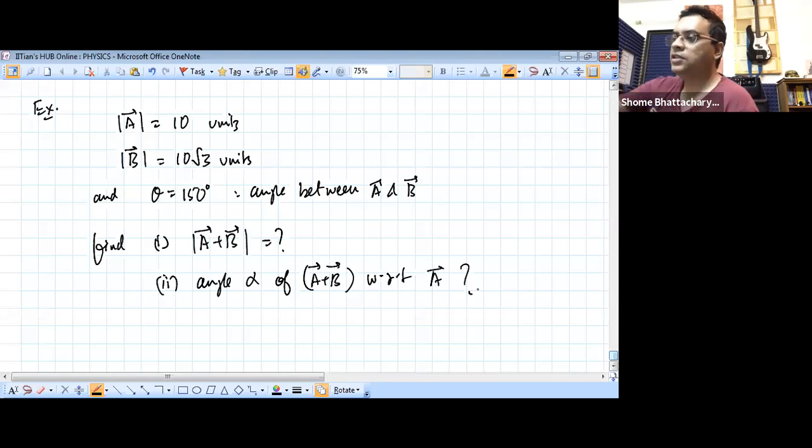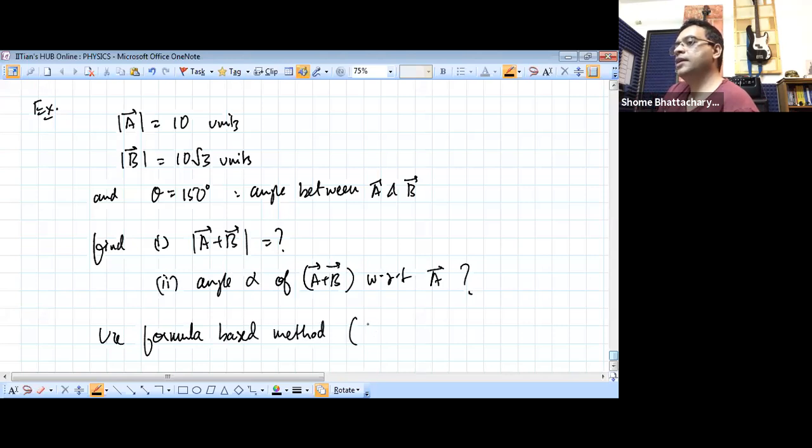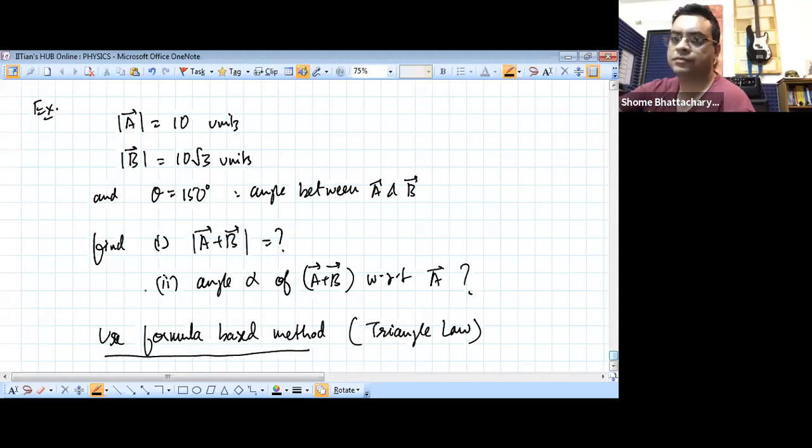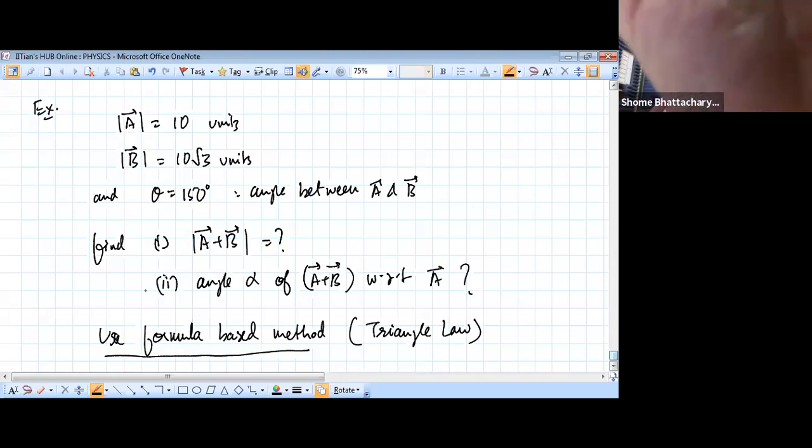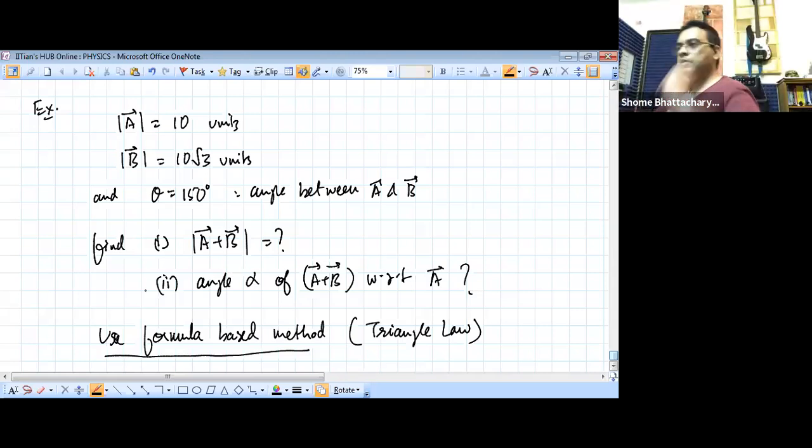So very simple, just use the formula. I use formula based method to calculate the triangle law. And now that you know how to substitute cos theta and sin theta for obtuse angle, you can easily substitute them. So just work this out and tell me the answer quickly.